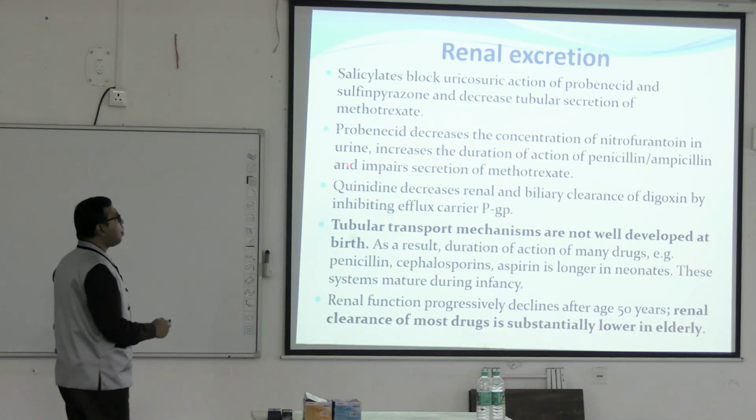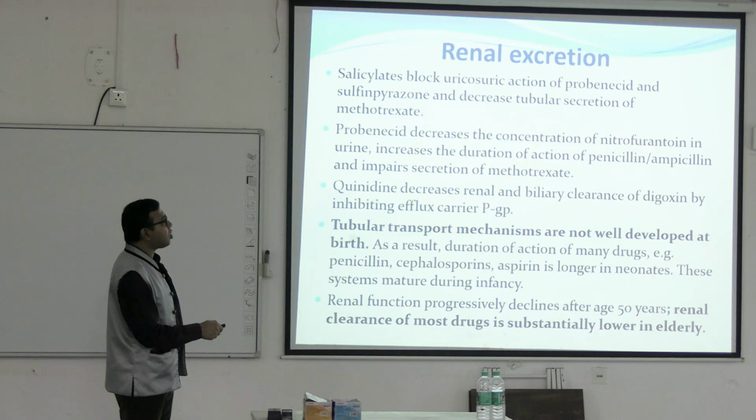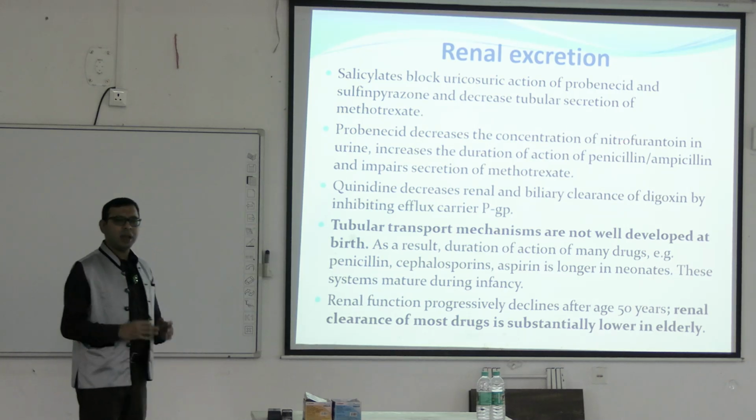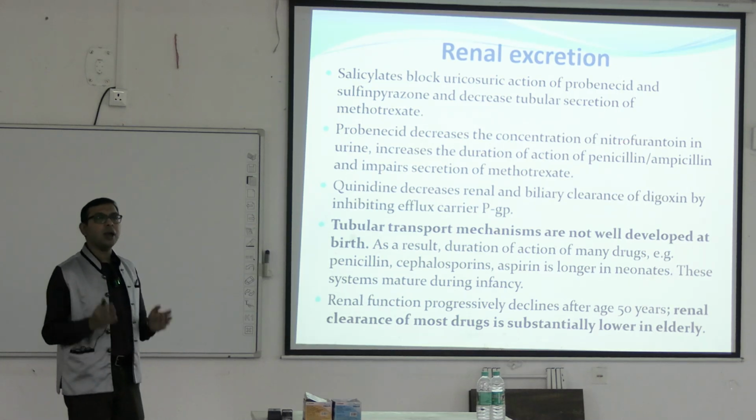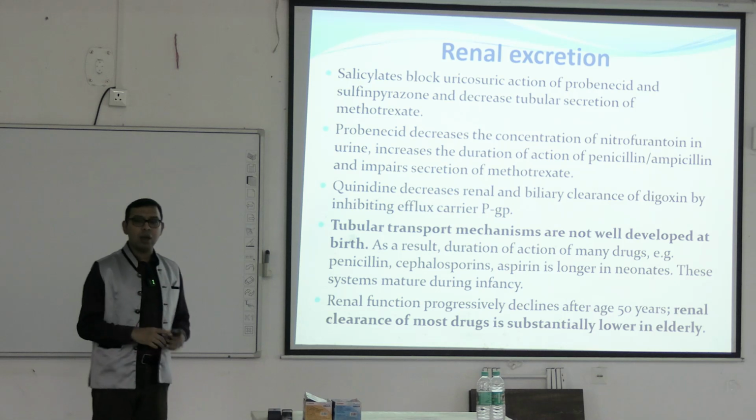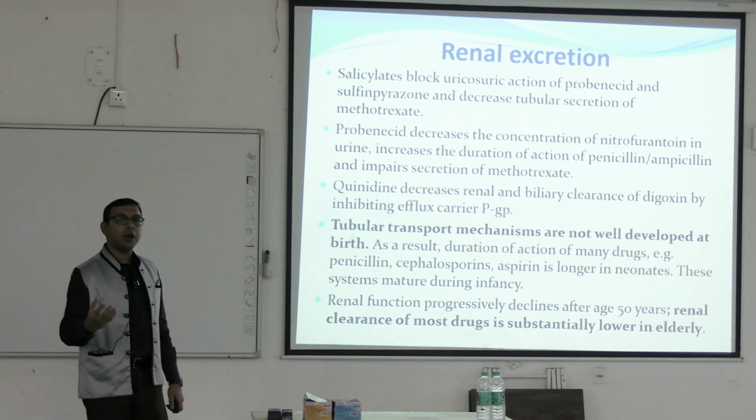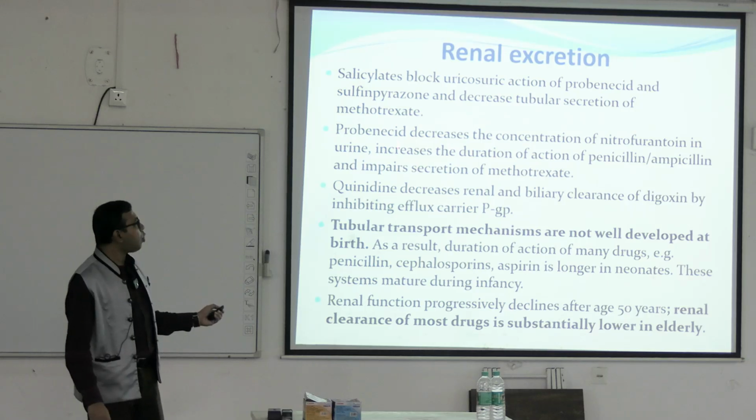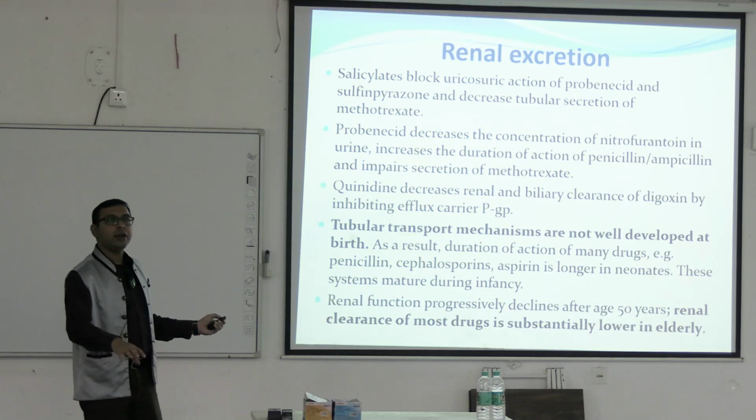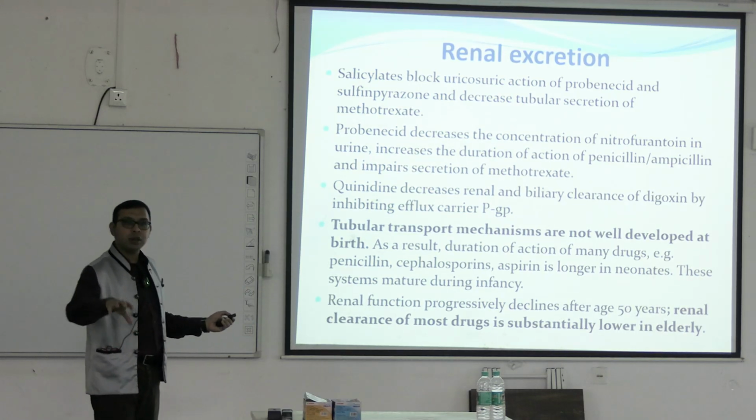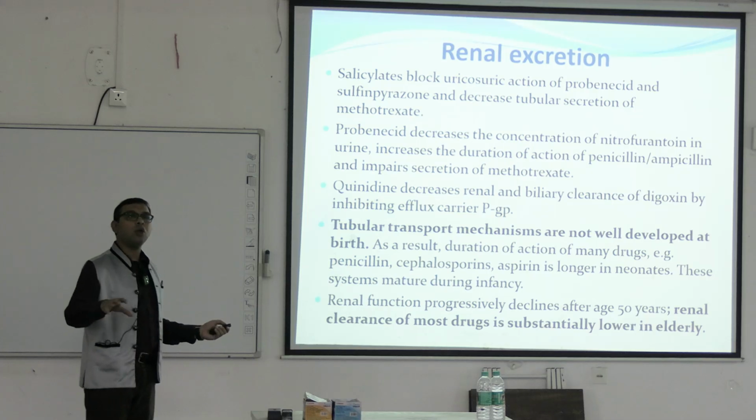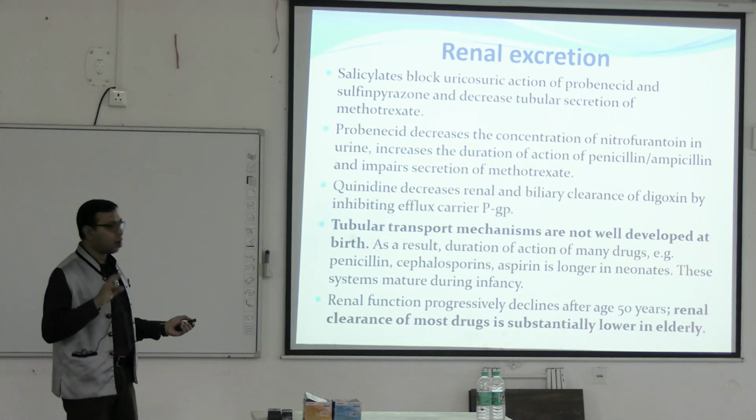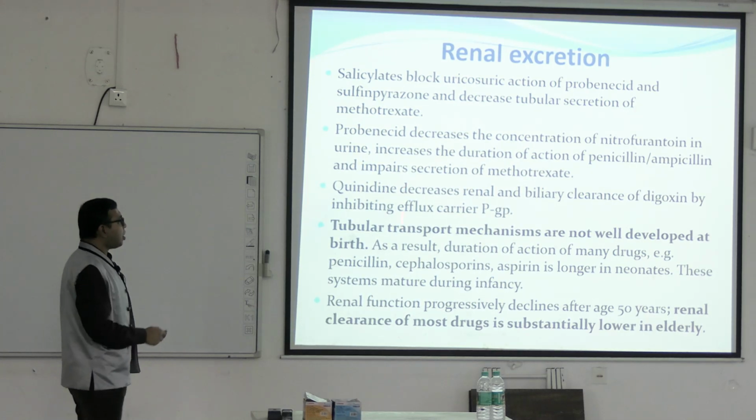Just as an example, probenecid also decreases the concentration of the nitrofurantoin in urine. Nitrofurantoin is an antibiotic used in urinary tract infection. So for urinary tract infection treatment, we need more availability of the antibiotic in our urine. When this probenecid is given, that also decreases the availability of this nitrofurantoin in the urine. So there will be less action of the nitrofurantoin. That can happen. These are different other examples.